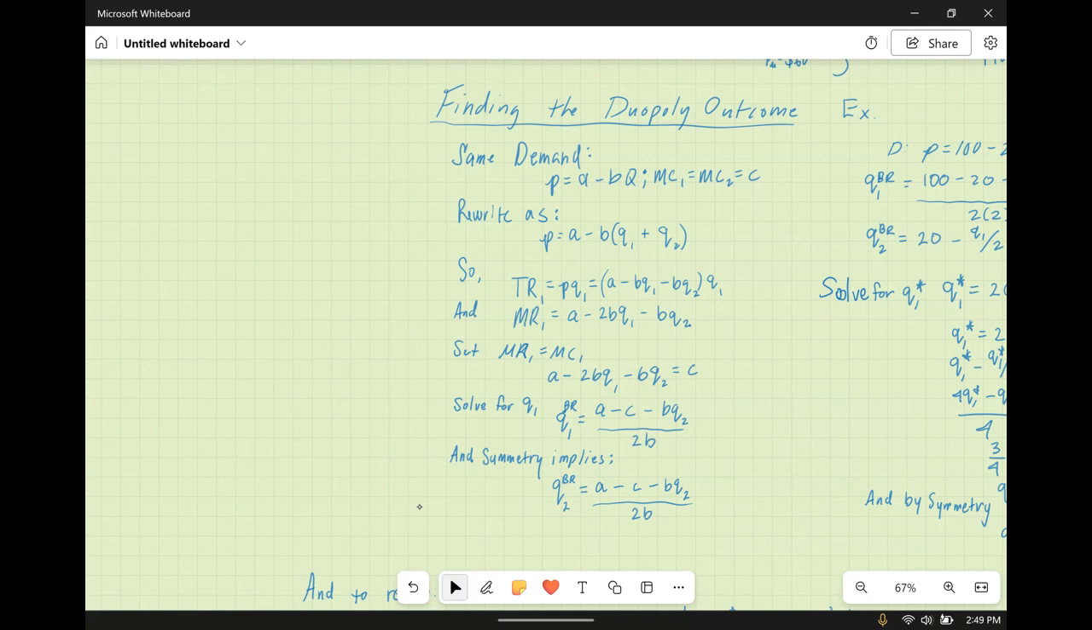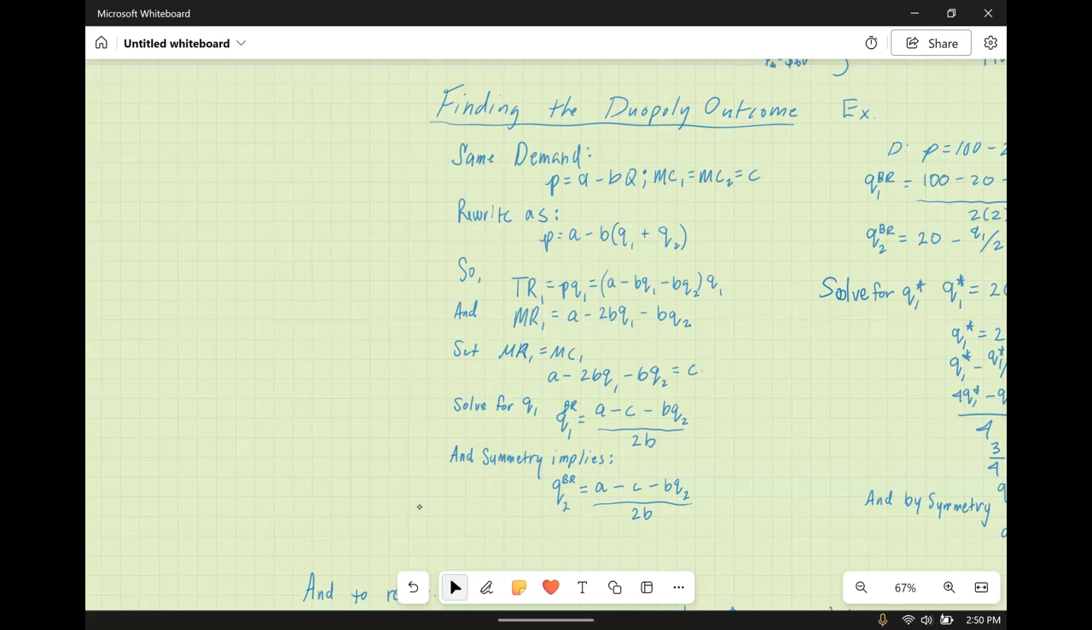So we have marginal revenue, we have marginal cost, which is just C. So we set marginal revenue equal to marginal cost, which we do right here. So A minus 2BQ1 minus BQ2 set equal to C. And then we're just going to solve for Q1. Now, notice what we've done here is we've set marginal revenue equal to marginal cost.